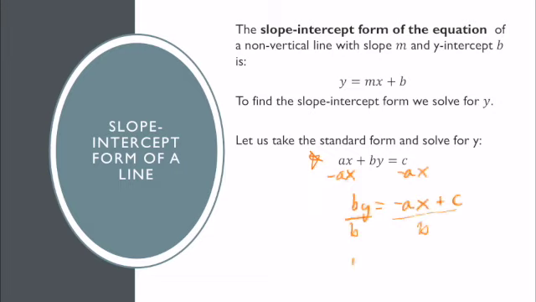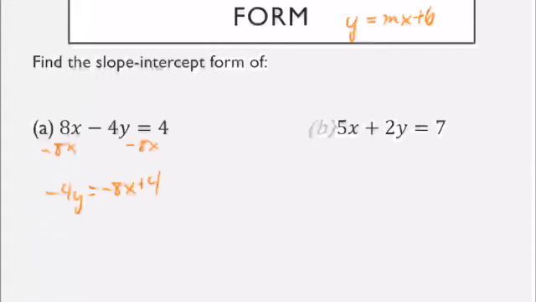So let's find the slope-intercept form of, let's start out with 8x minus 4y equals 4. So the first thing I'm going to do is isolate y, right? Because we want it to look like y equals mx plus b. So I subtract 8x from both sides. That gives me negative 4y equals negative 8x plus 4. To get y by itself, I divide both sides by negative 4. That gives me y equals negative 8 divided by negative 4, which is a positive 2, x; 4 divided by negative 4 is going to be a negative 1. So I have y equals 2x minus 1.